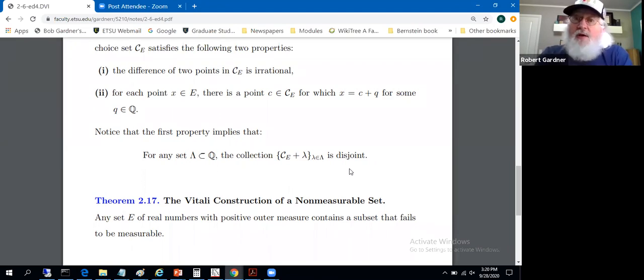Maybe we can use countable additivity. So we're taking a subset this time of the rationals, so this is a countable collection of sets. Lemma 2.6 will apply to this collection of sets, assuming measurability of C sub E. As I mentioned earlier, we took a countably infinite set of real numbers. Well, if you take a subset of the rationals, it's a countably infinite set of real numbers.